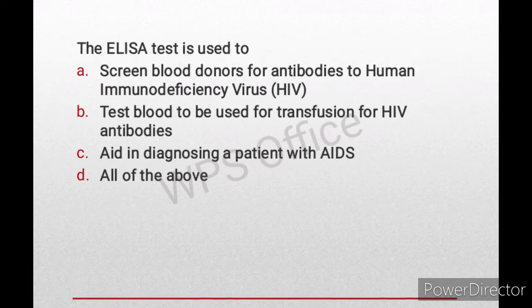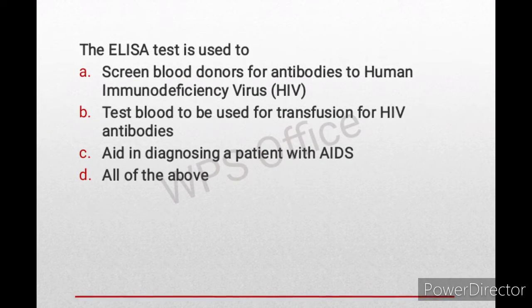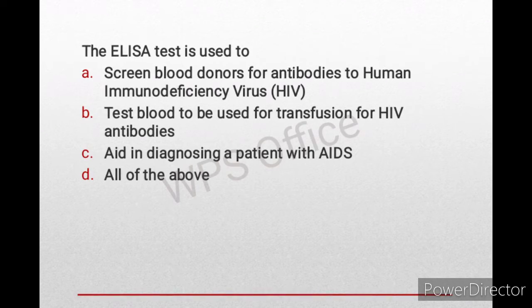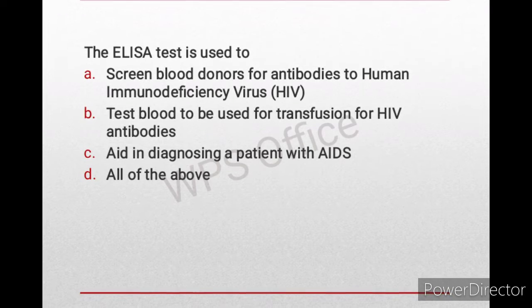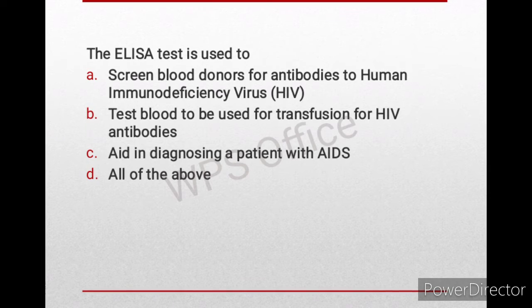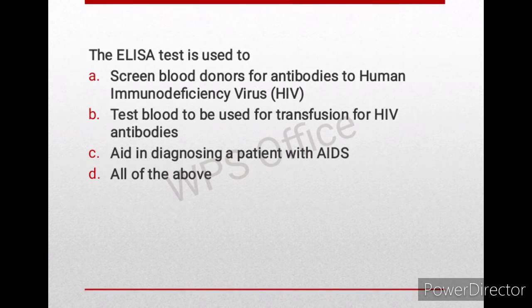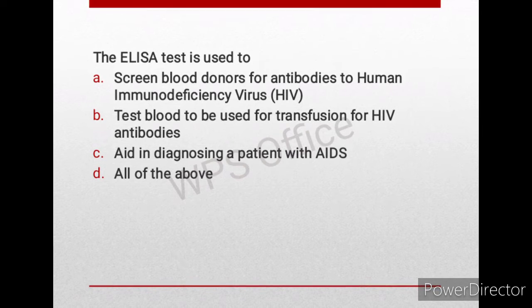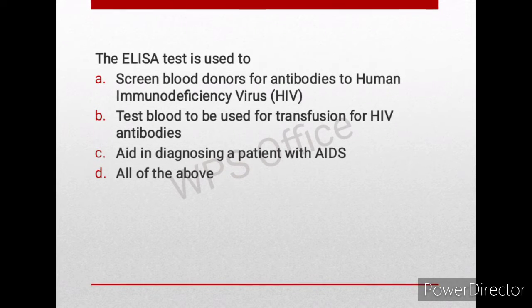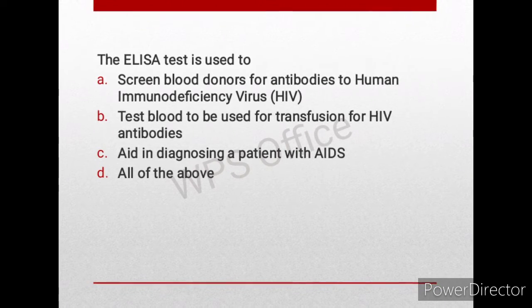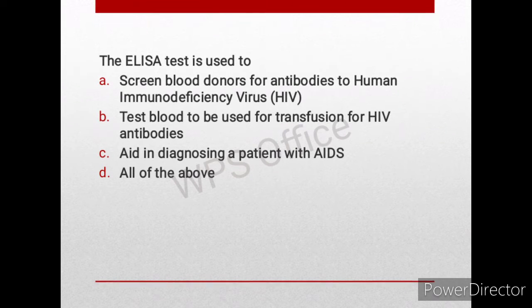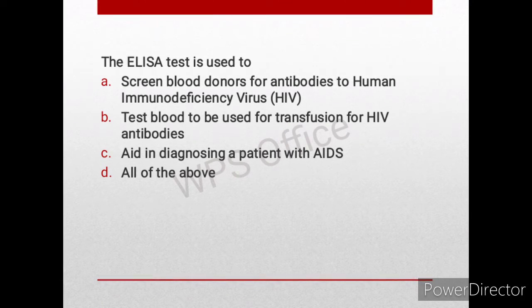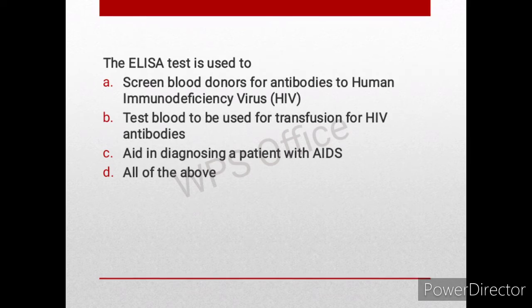Next question is, the ELISA test is used to, first option, screen blood donors for antibodies to human immunodeficiency virus, that is the HIV. Option B, test blood to be used for transfusion for HIV antibodies. C, aid in diagnosing a patient with AIDS. D, all of the above.